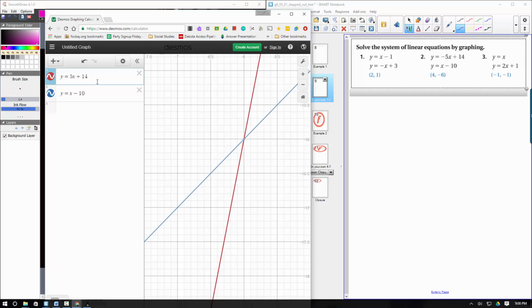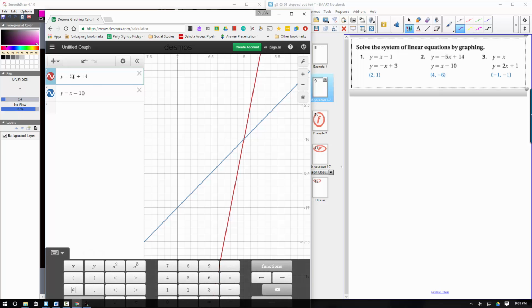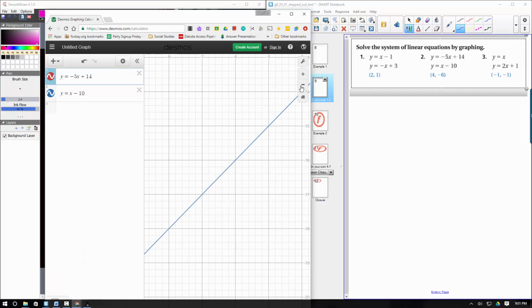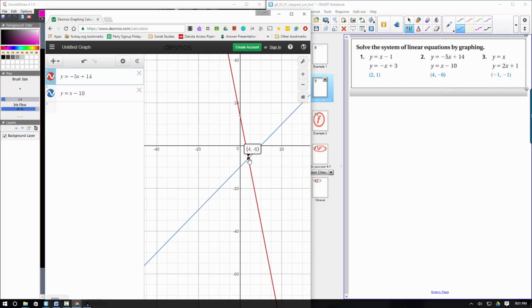So if I go here, let's just make sure. Oh, look, this is negative 5x plus 14, and this is a positive 5x. So this is important. So let's zoom out now. So here's my ordered pair, 4, negative 6, which is what I have here.